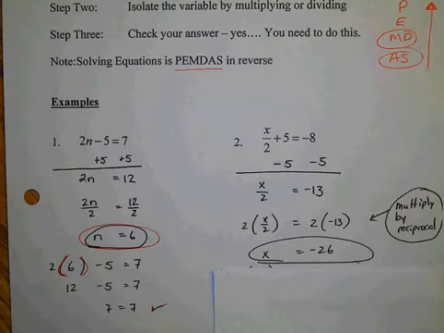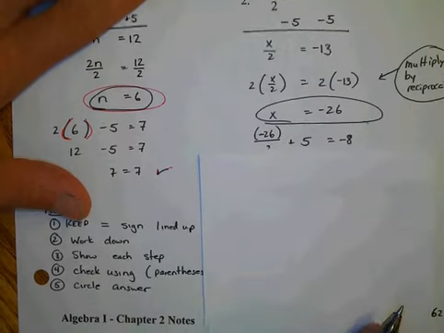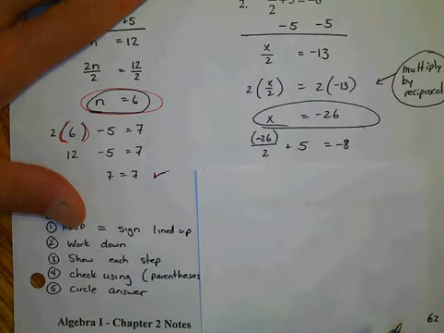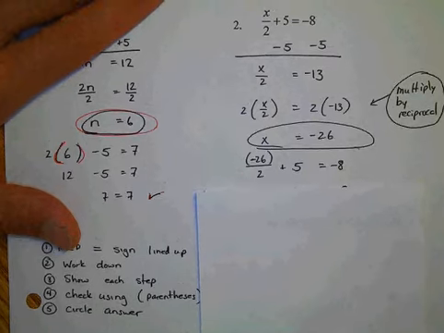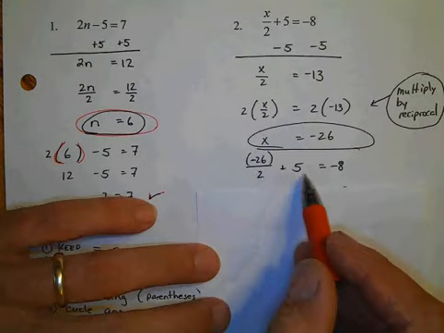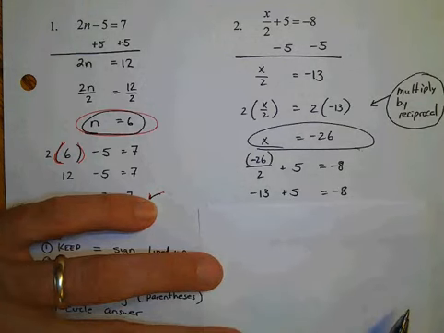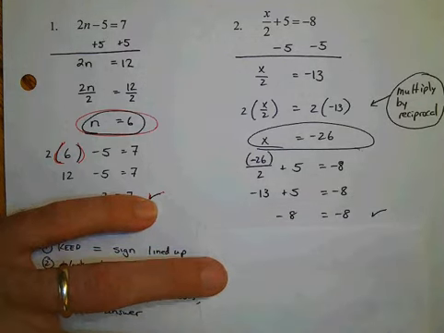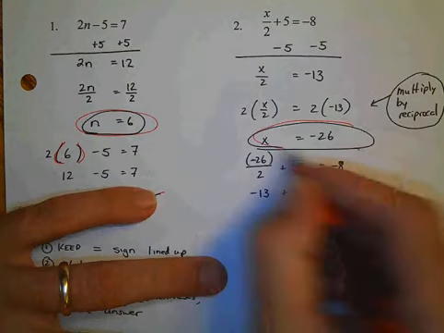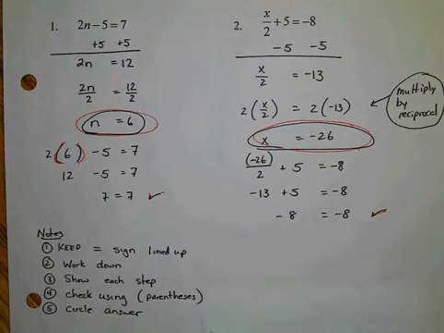Let's put that back in our problem to see if it checks. As we put it back in parentheses, we're going to put it into the original problem. Negative 26 divided by 2, in parentheses, plus 5 equals negative 8. That's negative 13 plus 5, and that is negative 8. So it does check, and we circle our answer.